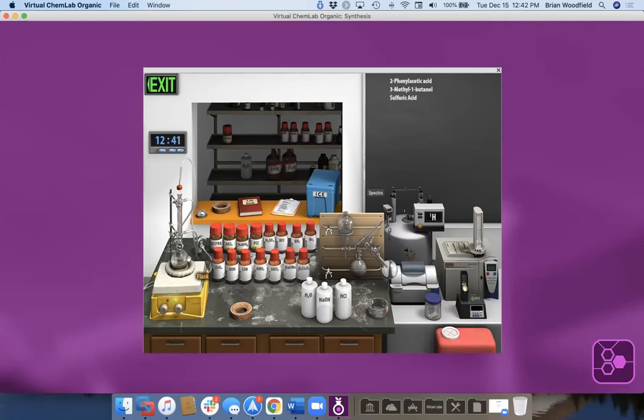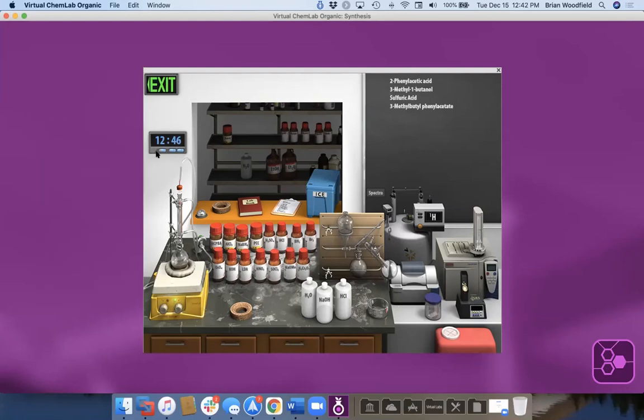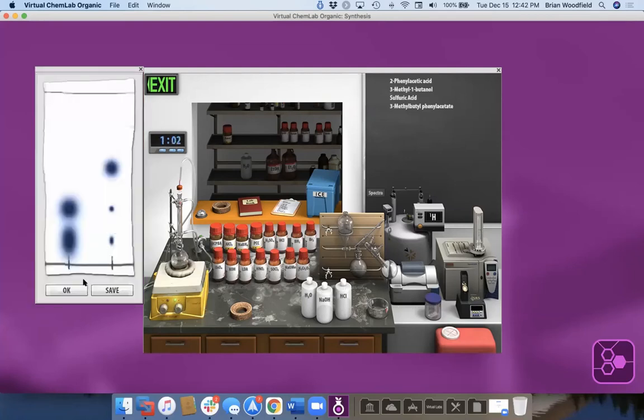So now my reaction's going, and I can monitor my reaction with TLC. So here's the product I'm already making. Here's my starting materials. I could save that to the lab book. So I'm going to advance 10 minutes. Monitor my TLC. So we actually have the correct kinetics built in here.